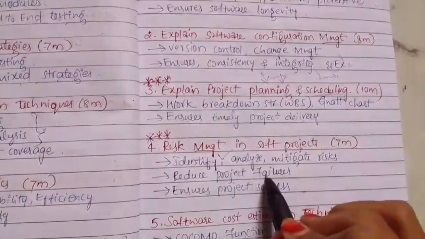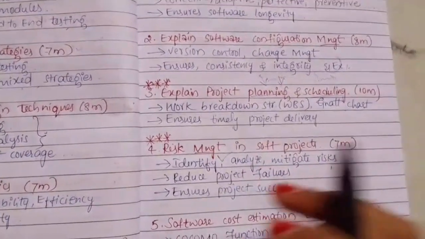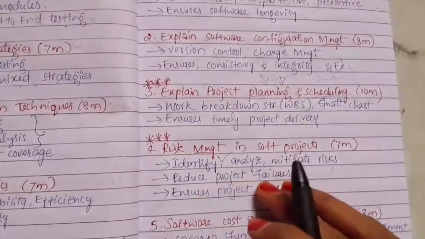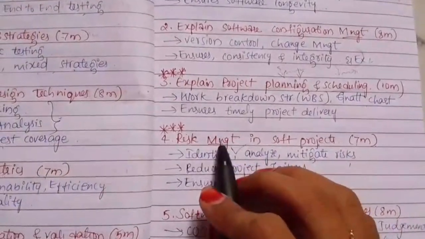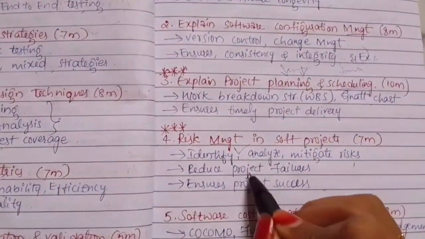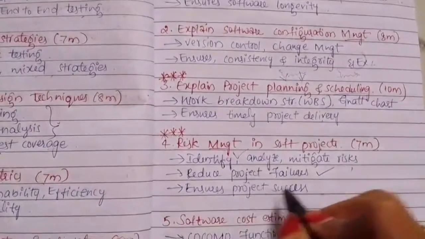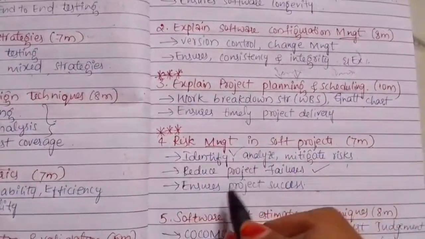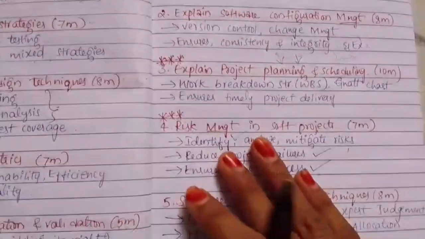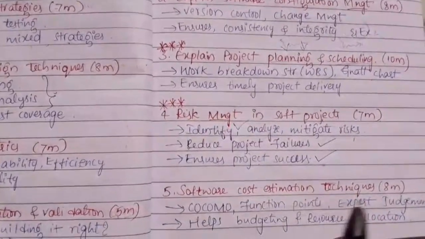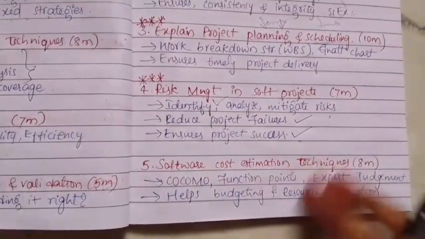It will reduce the project failures. Risk management: if the risk is low, then the project failures will be less. And if that risk is managed very easily, it means the project failures are very less, and it ensures the project success. The risk management ensures the project success. The project has to be a success. This is how the risk management works. Very important question.